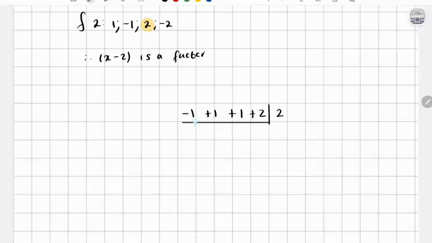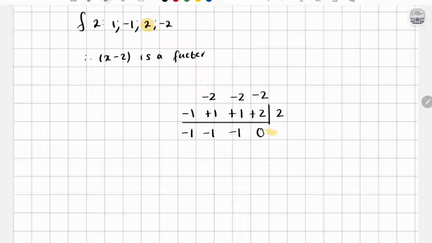Step 1, you drag this number down. That negative 1, we just drag it down. Then you say negative 1 multiplied by the 2 here, and that gives you negative 2. And you put that on top of here. Then you say negative 2 plus 1, and that's going to give you negative 1. Then negative 1 multiplied by 2, which gives you again negative 2. Then negative 2 plus 1, which gives you negative 1. Then lastly, negative 1 times 2, which is giving you negative 2 again. And then negative 2 plus 2, which gives you 0.